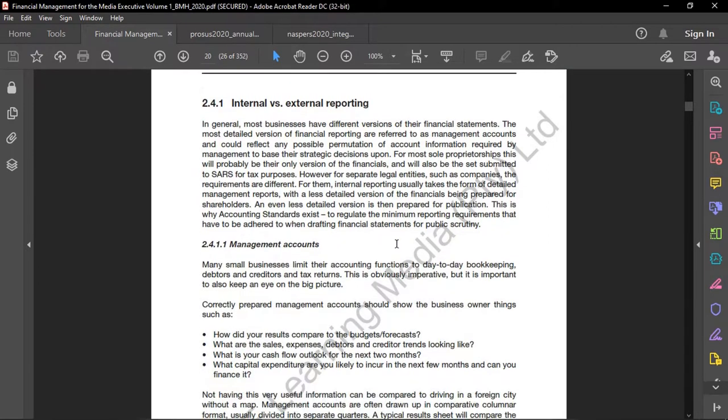Okay, I'm going to pause there for this session because the next section is going to be covering the two types of accounting in terms of management accounting and financial accounting. So this is a good place to stop.